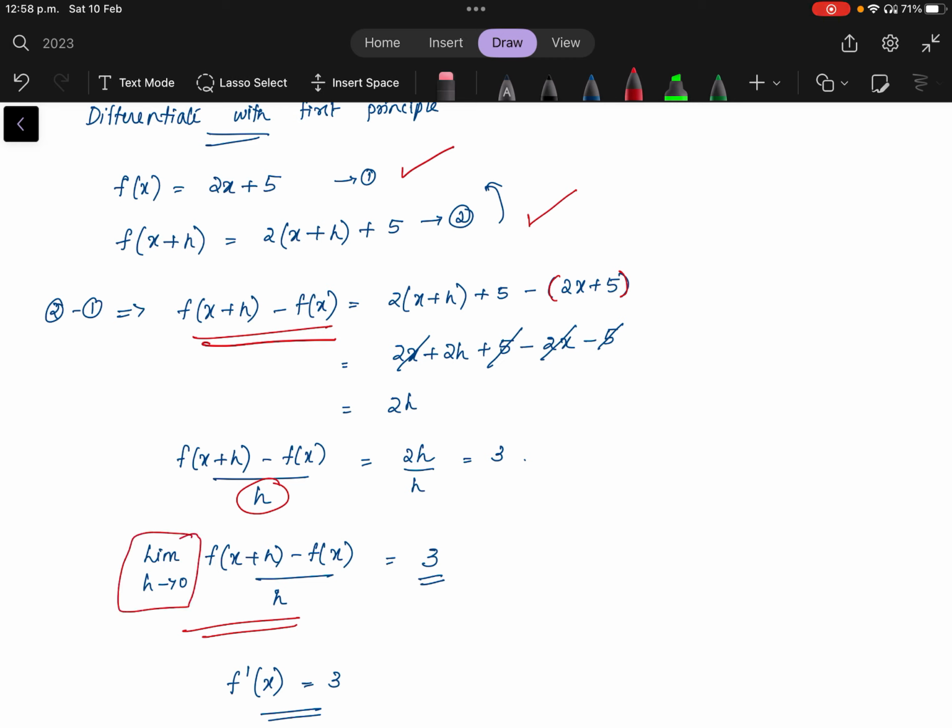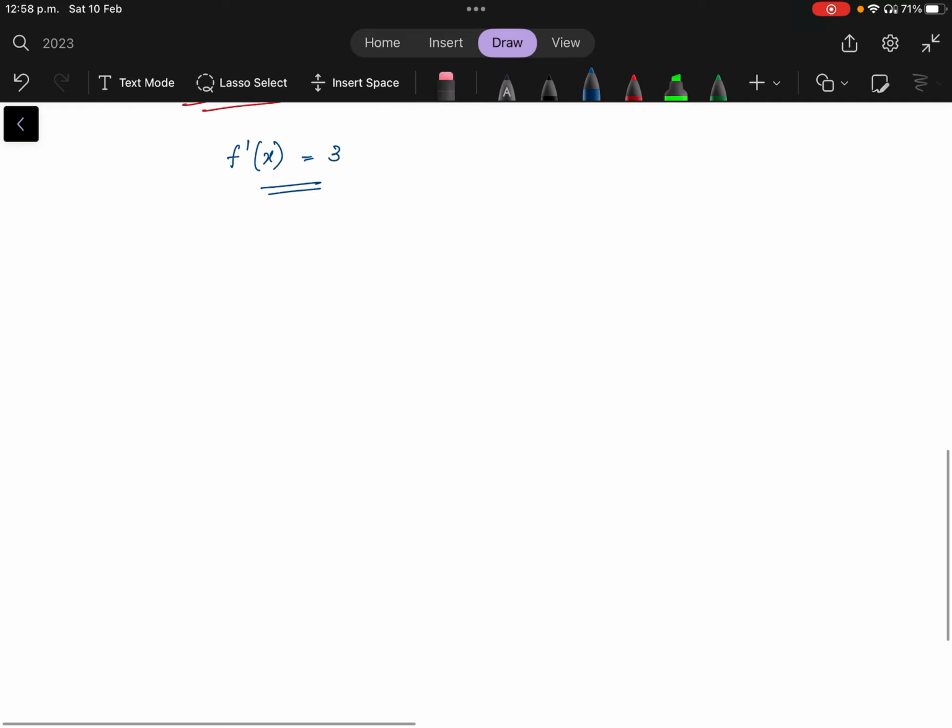So which means that if you have an h, you need to put that to 0, and the remaining one is what you will get as the answer. So let me just show you one more question so that we will be able to do it much better.